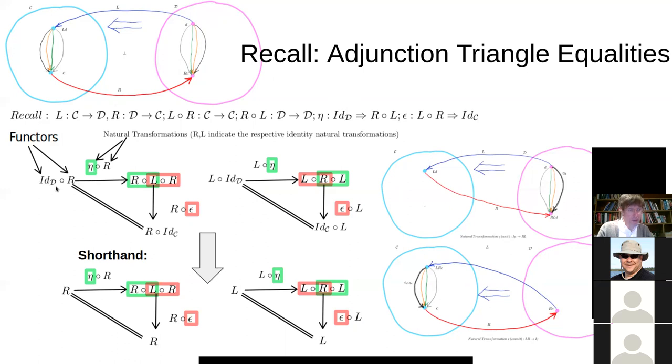This ID of D, well, that's a functor, and we are going to apply eta to it. And what's eta's job in life? Well, eta's job in life is to take ID of D. Hey, that's this guy. It can eat this. And what does it spit out? It spits out R after L. Oh, there it is, R after L. So that's where that came from. From this eta, we produced it by eating this ID of D. And this R just stuck there, like a bump on a log.